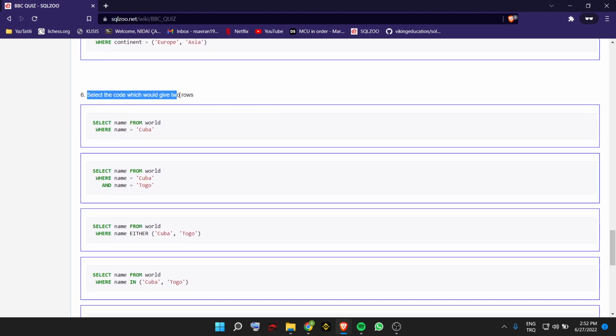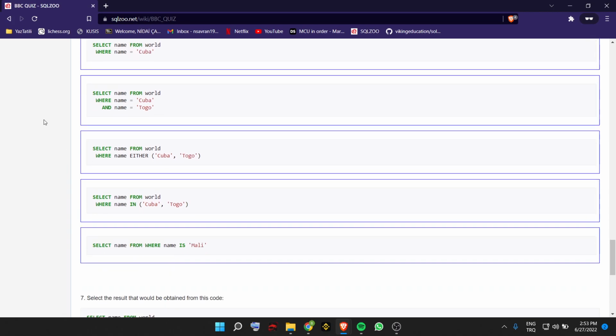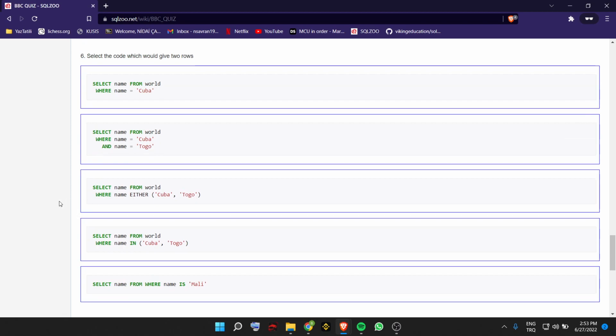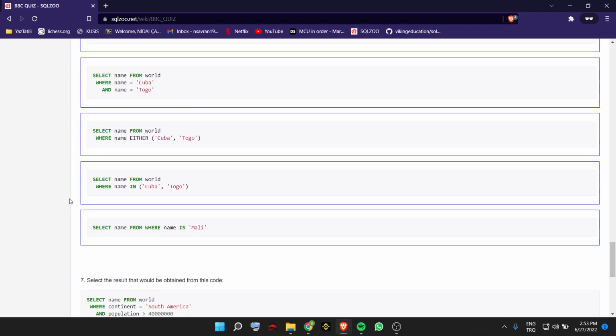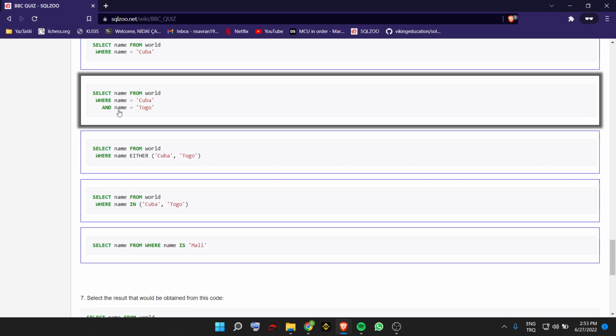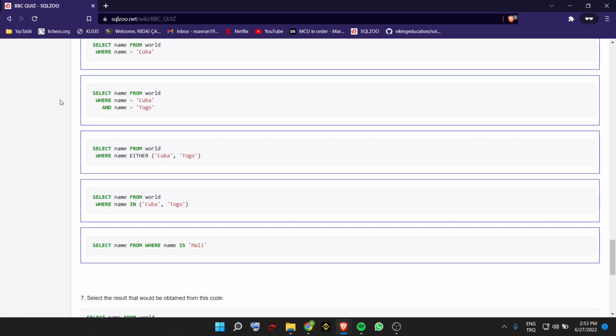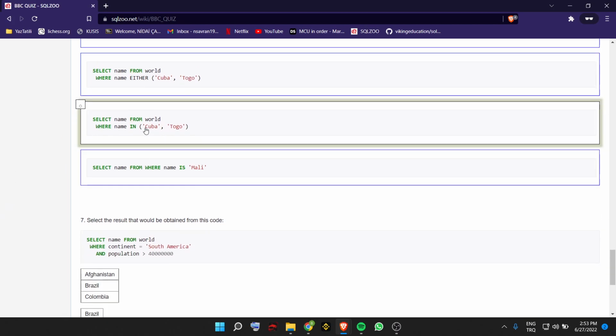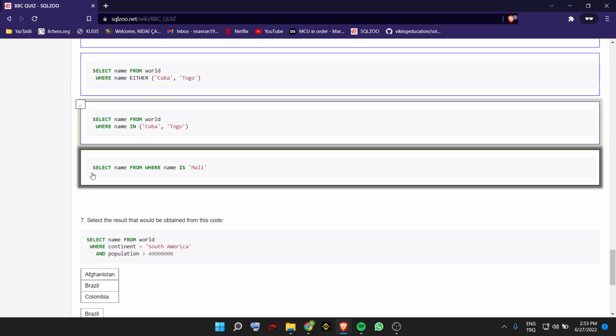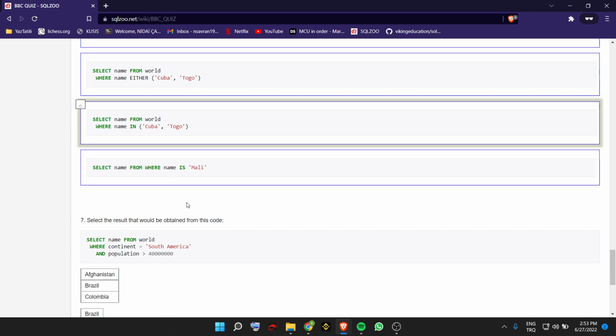Select the code which would give 2 rows. It gives only Cuba, so it's not correct. It doesn't have anything like either. This can be, this gives any answer because it says and there isn't any chance that names are Cuba and Togo. So it's this, it gives Cuba or Togo. Select name from where there isn't anything like this.